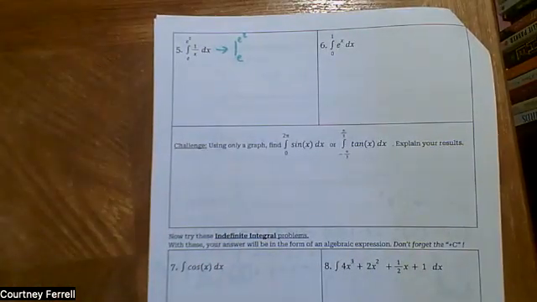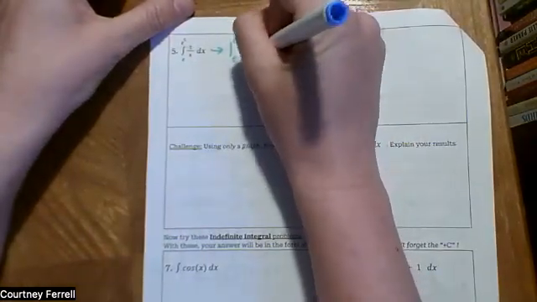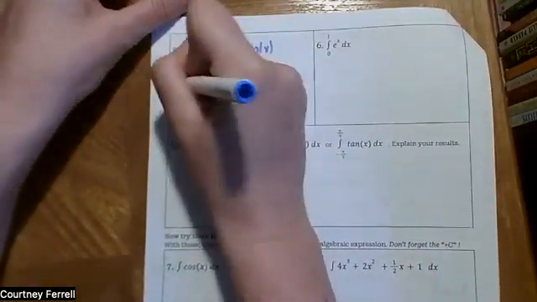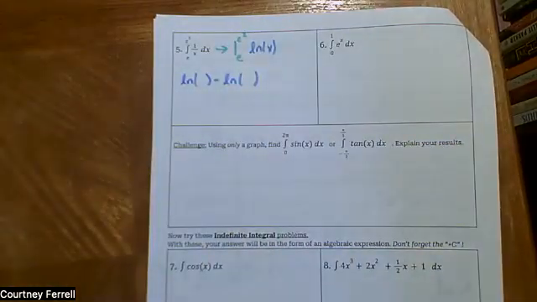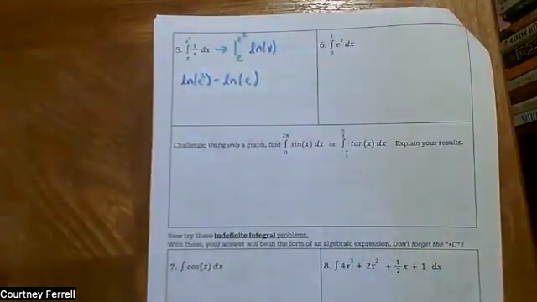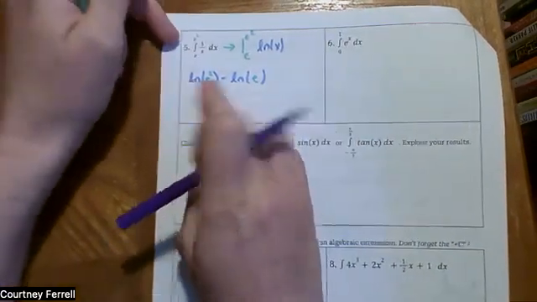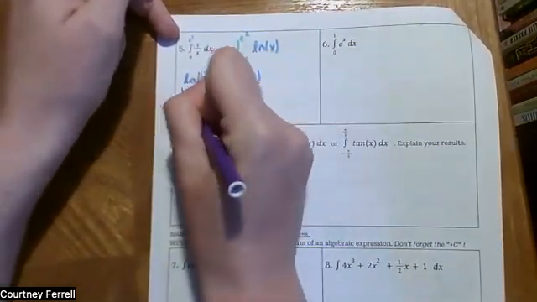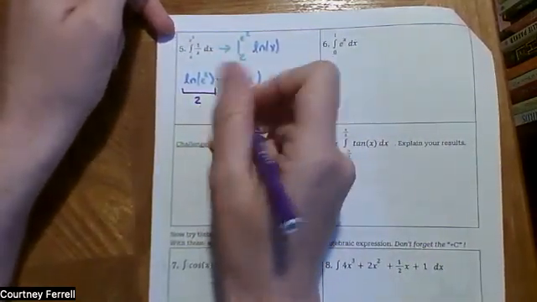We know that the antiderivative of 1 over x is ln of x, and we know that from our cheat sheet back on page 2. So now we plug in, so ln of the upper bound minus ln of the lower bound. So it was e to the 2 and e. And you may or may not recall that ln and e are inverses of each other, which means ln of e is 1 and ln of e to the 2 is 2. 2 minus 1 is 1.